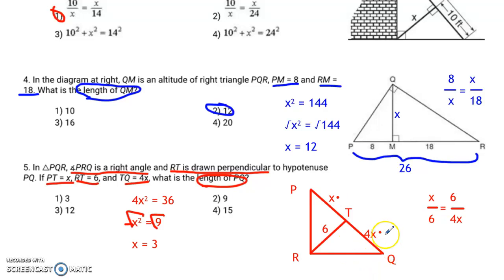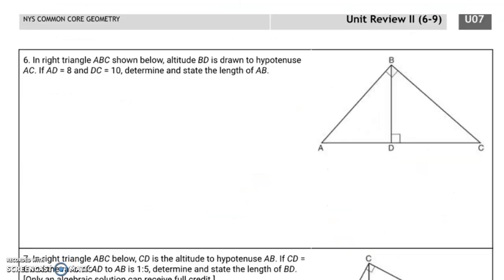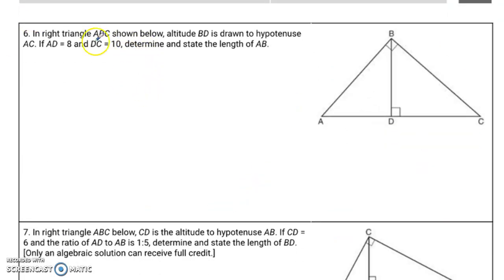This piece is 3. This piece is 4 times 3, which is 12. So 12 plus 3 is, of course, 15. Move on to the next page on that problem set, pause the video, see if you can do it, and then come back and see if you did it right.